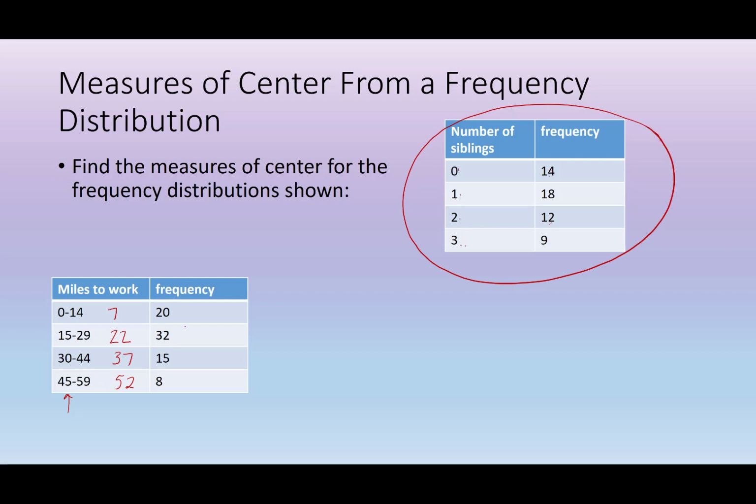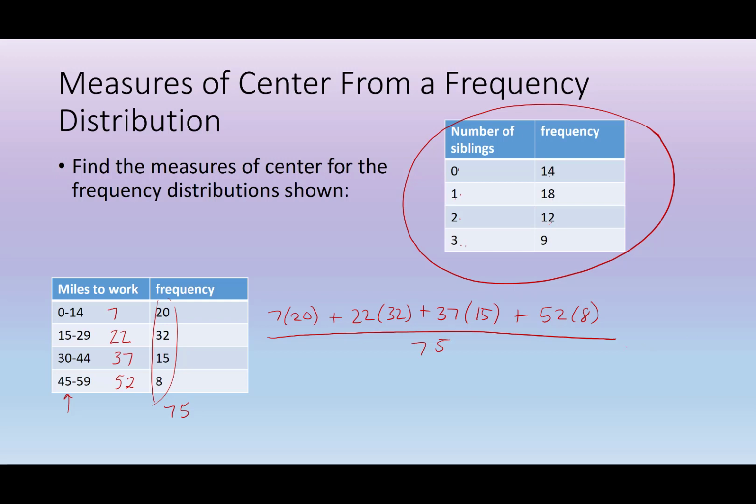So to find my mean, I would do 7 times 20 plus 22 times 32 plus 37 times 15 plus 52 times 8. And then I'm going to have to divide that by my grand total of values here. So when I add my frequencies together, I have 75. So when I do that full computation, I would find my mean to be 24.2.